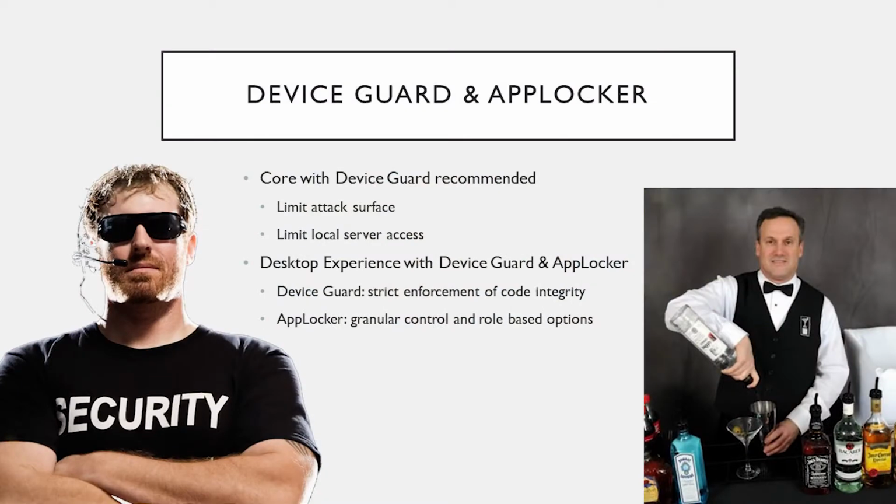So just to talk briefly about the relationship between Device Guard and AppLocker, they serve kind of complementary roles, like a bouncer and a bartender. You get the strong, rigid enforcement from the bouncer in Device Guard, and then AppLocker is a little bit less strong enforcement, but gives some compliance and some more granular control. So we recommend using server core and having Device Guard enabled to limit your attack surface and also limit your server access. And then if you're using desktop experience, then we recommend using these two things in tandem.